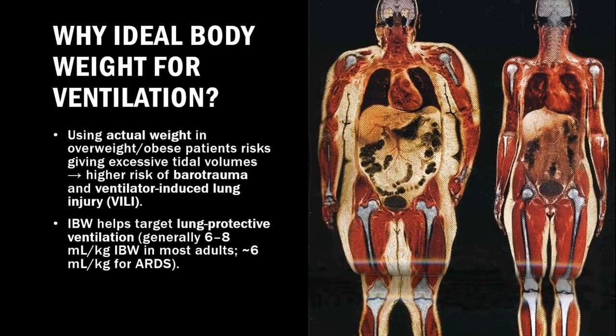Now, why do we use ideal body weight for ventilators and actual body weight for medicines? Well, because if you look at this picture right here, even in morbidly obese patients, the lungs are the exact same size. So if you were to do 6 to 8 milliliters per kilogram of actual body weight, you would explode these lungs. So that's why we have to use ideal body weight whenever we are doing the ventilator.